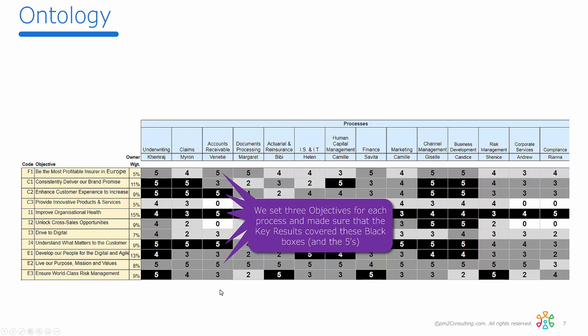In other words, this ontology, this organizing framework, ensures that each department is writing up OKRs on where they contribute to the organization. Now, this also allows leadership to look horizontally to figure out what departments need to be involved in any initiative. So if I want to consistently deliver on our brand promise, I better have someone from underwriting, someone from claims. I don't need anyone from these departments, but I do need someone from human capital, channel management, and business development. So this allows us to make sure each department is working correctly, and we know how to work collaboratively as a team to achieve those corporate objectives.